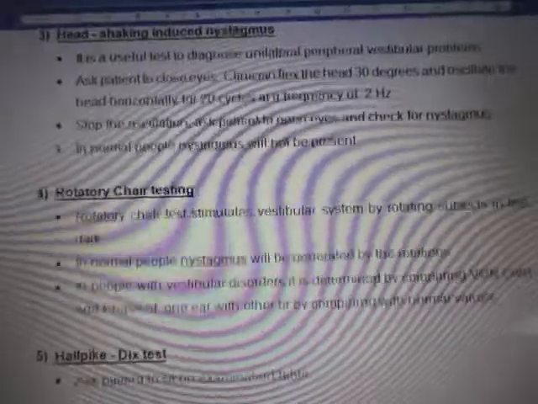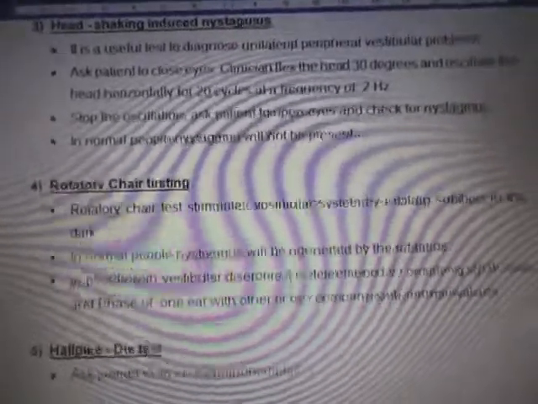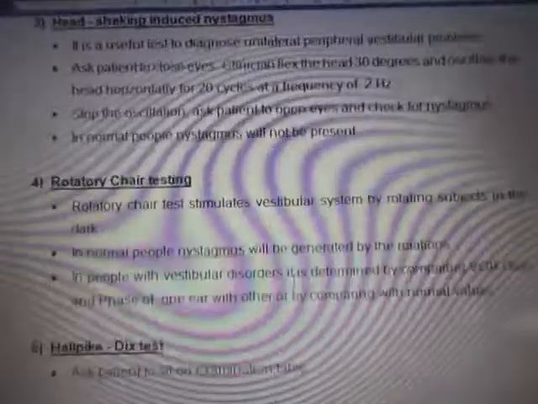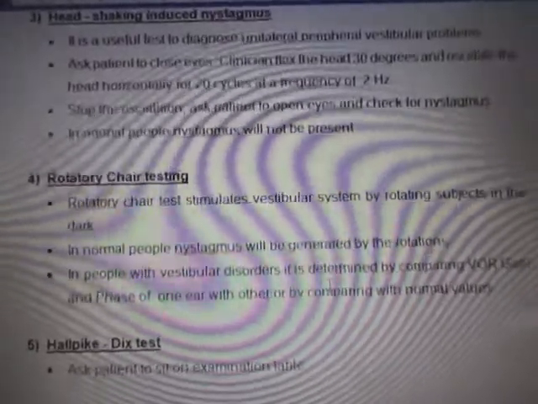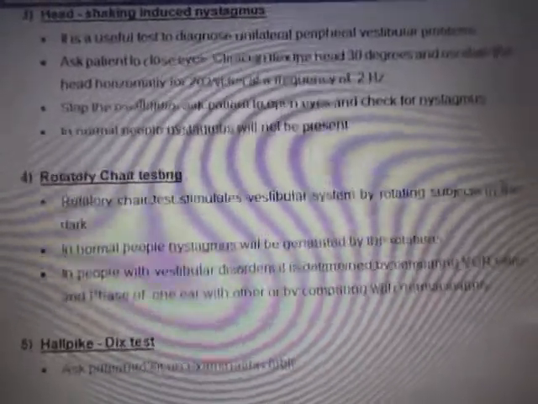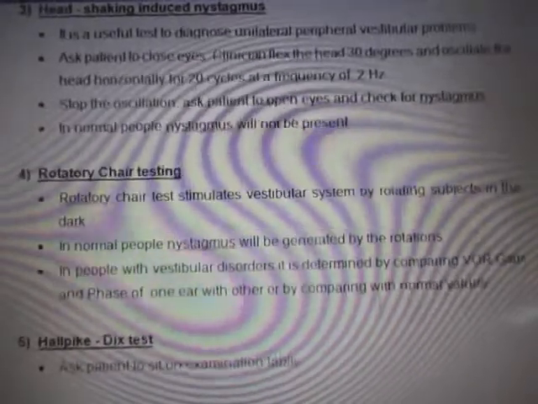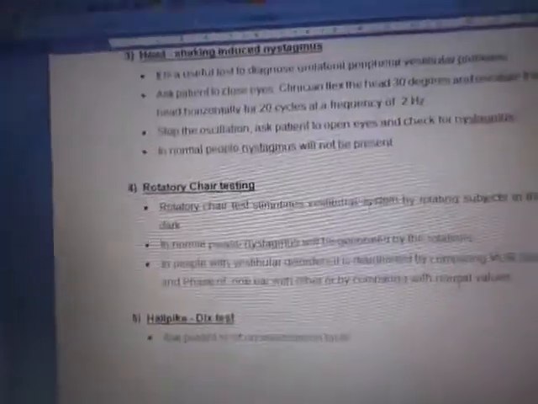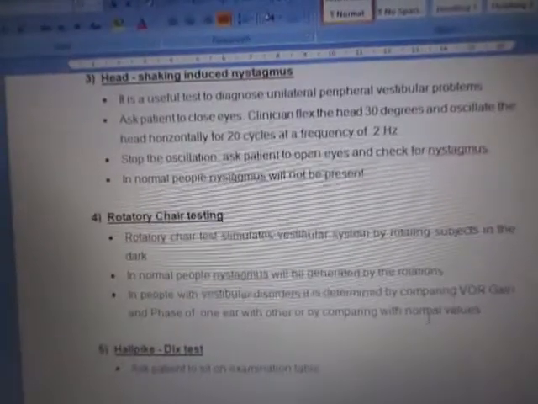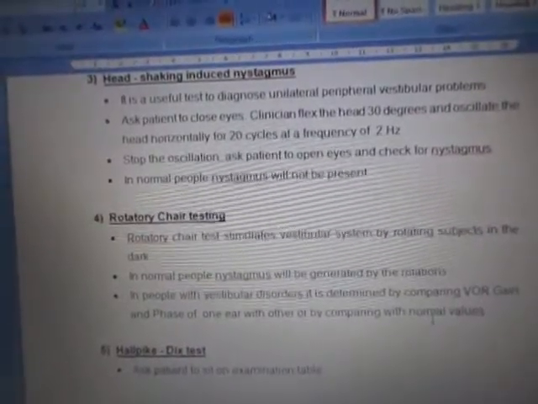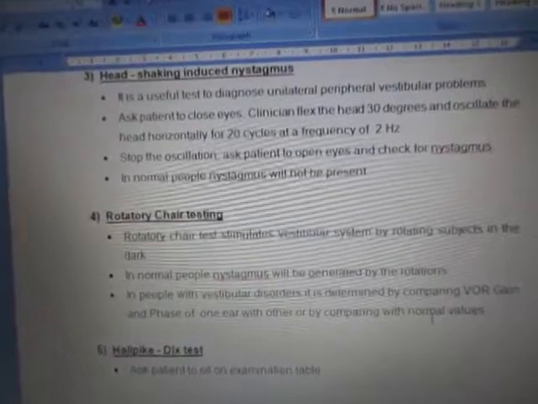You have to do this test in a dark place. In normal people, nystagmus will be generated by the rotations. If you put normal people in a dark place and rotate them, it will give some nystagmus. But in vestibular disorder, there will be differences. You compare the VOR, the vestibulo-ocular reflex, gain and phase of one ear with the other, and check whether they are within normal values.